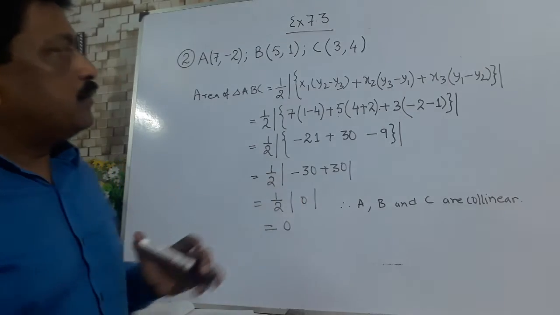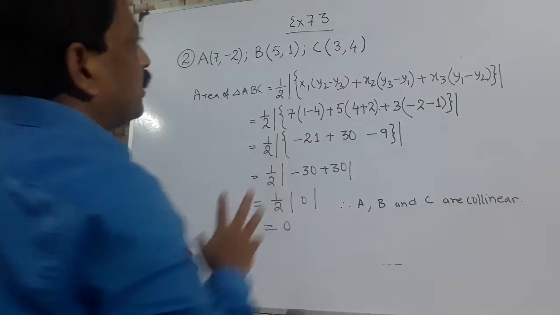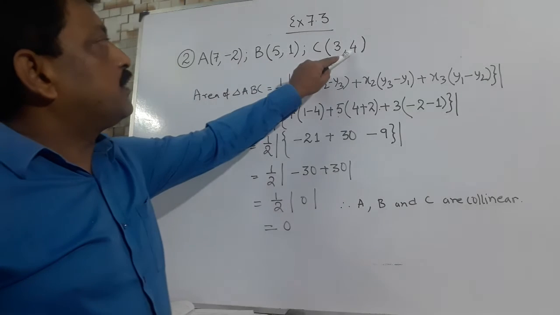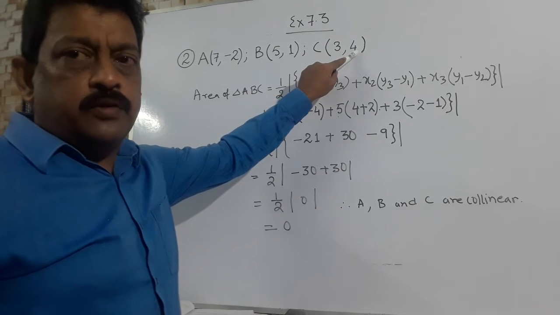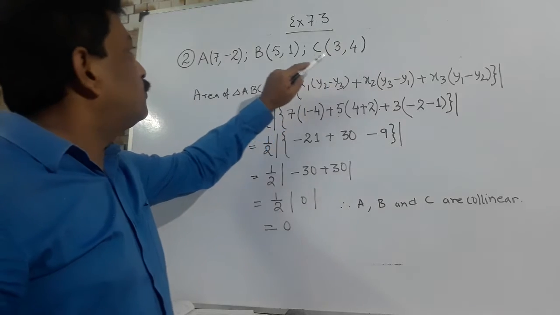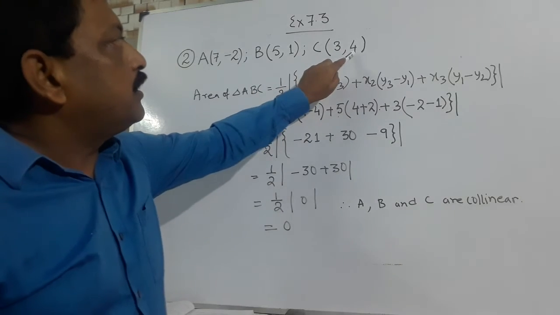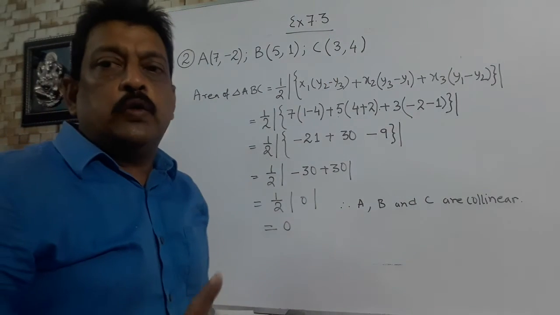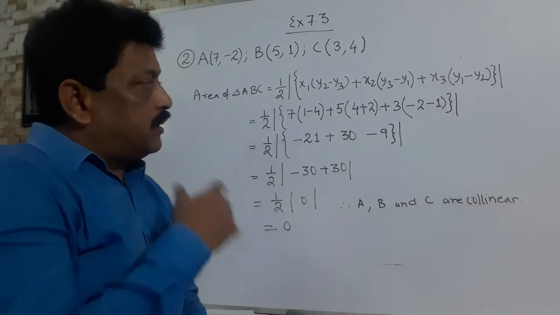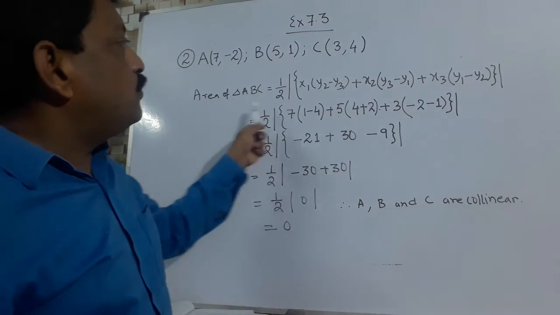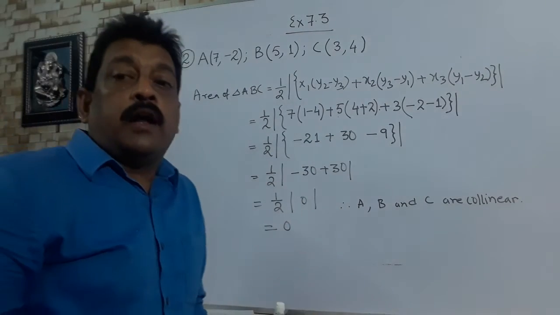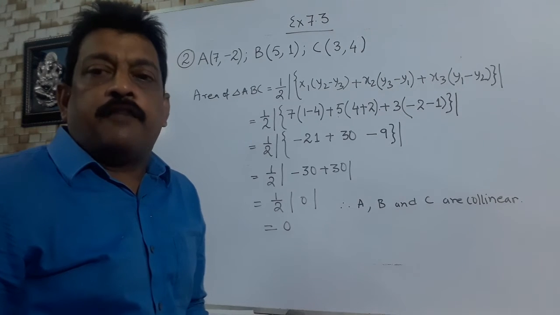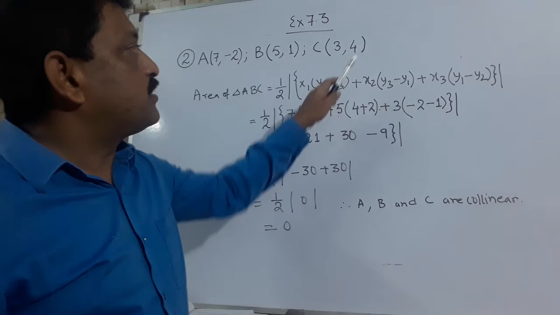Sometimes any one of the coordinates is not given, it is missing. Suppose this is missing, which is there in our NCERT book, exercise 7.2, question number 2, Roman 1. So here k is given. We have to find the value of k. The condition given is that the points are collinear. So we'll use this formula, and since the points are collinear, the area will be 0. After equating, we'll get the value of the missing quantity.